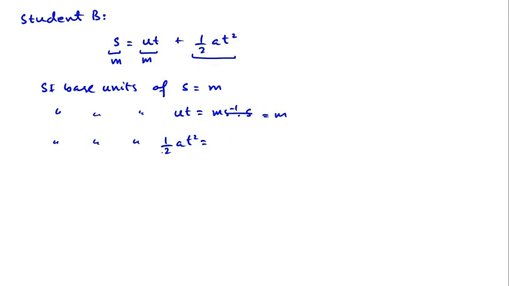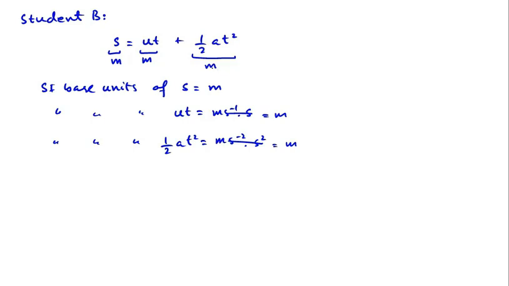The SI base units of the third term are equal to SI base units of acceleration a, which are meter per second squared, times SI unit of t squared, which is second squared. Let's simplify this expression now. Inverse of second squared and second squared cancel out and the expression reduces to meter. So meter is the SI base unit of the third term too.